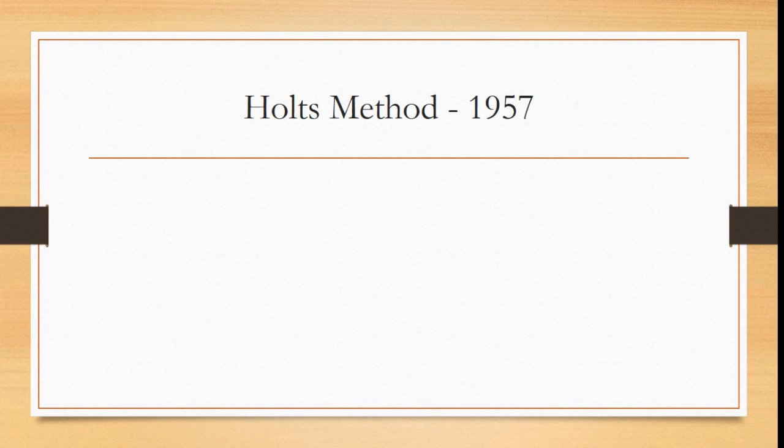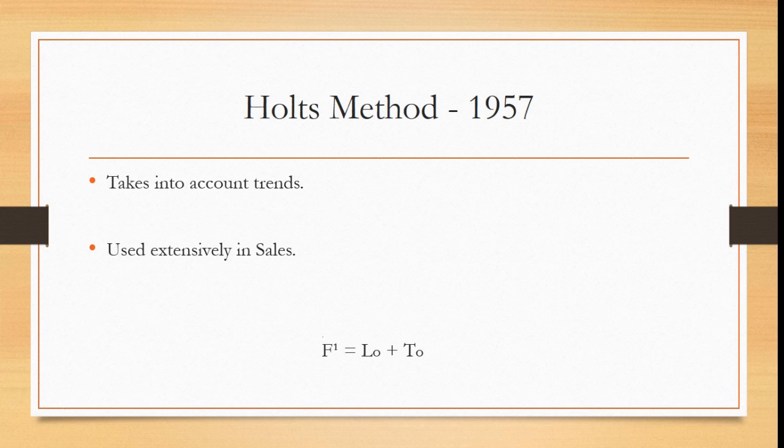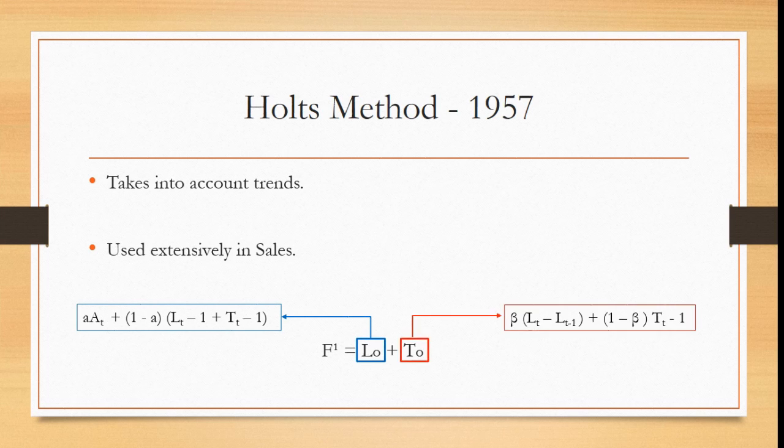Holt's method, 1957, is a technique that takes into account trends. Within the business, it is used within sales, which is particularly relevant to the set of data our group was given. The formula is as follows. Forecast for the next time period equals current level plus current trend.